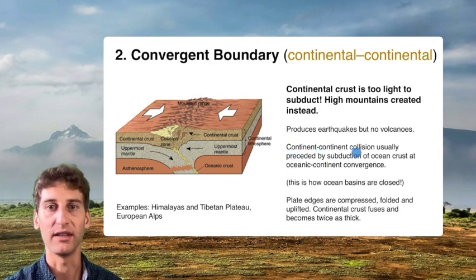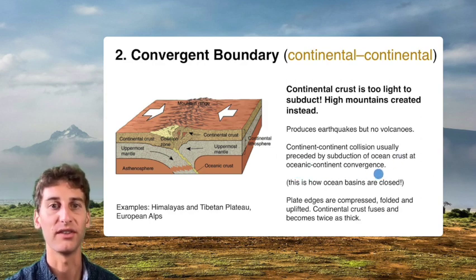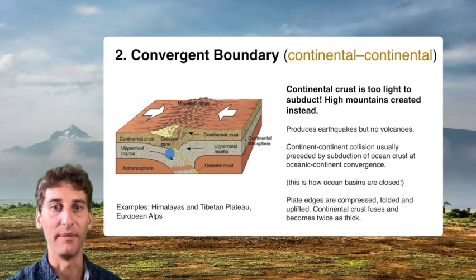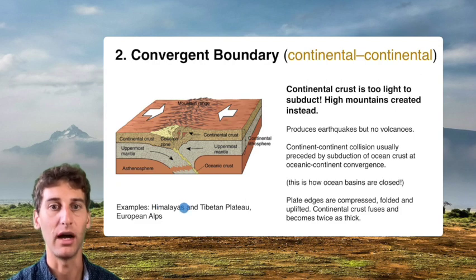So continent-continent collision is usually preceded by subduction of oceanic crust at oceanic-continent convergences. So this starts like the exotic terrain process, and then you have this oceanic crust that has been subducted, that eventually breaks off, and then you keep having these plates collide together. And eventually the edges of these plates are compressed, they're folded, they're uplifted into mountains. This is how the Himalayas were formed. This is how parts of the European Alps were formed.